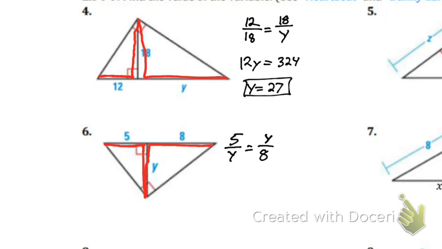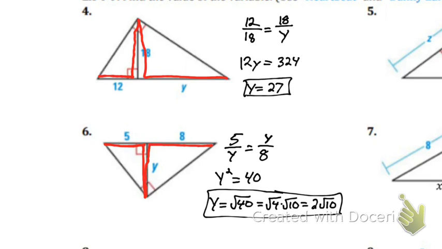All right, so we're going to have y squared equals 5 times 8, which is 40. Then we're going to have y equals the square root of 40. Well, 4 goes into 40 10 times, so we'd have the square root of 4 times the square root of 10, which would just equal 2 times the square root of 10. So y equals 2 square root of 10. Any questions on the heartbeat method?